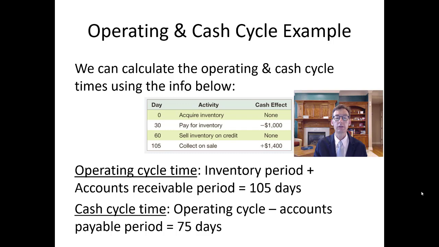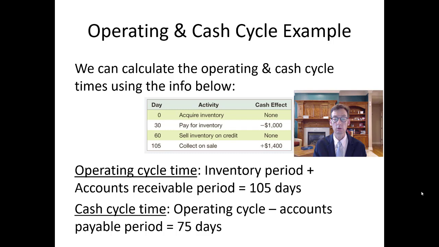So at day 0, we acquire the inventory. If we're buying that inventory on credit, there's no cash effect at all. And once again, typically in American business, that's the case. And then on day 30, we pay for the inventory. That tells me that our supplier gave us 30-day terms, meaning they expect us to pay in full in 30 days. Well, that's definitely going to have a cash effect, and in this case, it's $1,000 that we are paying for this inventory.